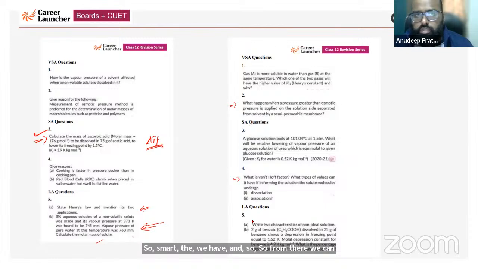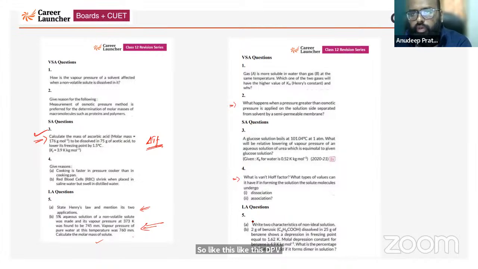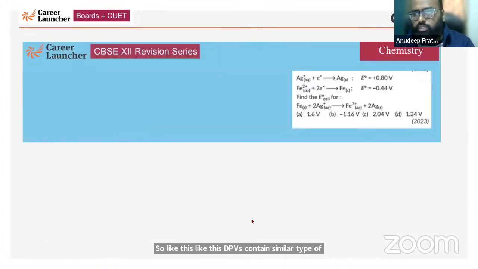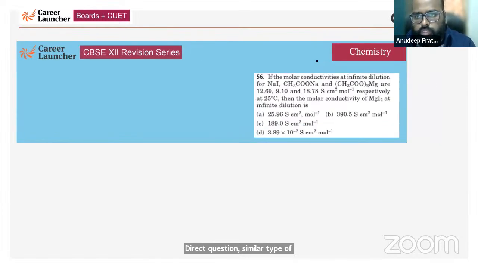So like this, the DPPs contain questions similar to those given in our paper today. Also, if you see some of the questions from the regular classes and revision series, this is an E0 cell finding question that I discussed in our revision series. A similar type of question came in the exam also. This is a Kohlrausch-based question. A similar type of question you can see in the paper in the MCQ part, right?